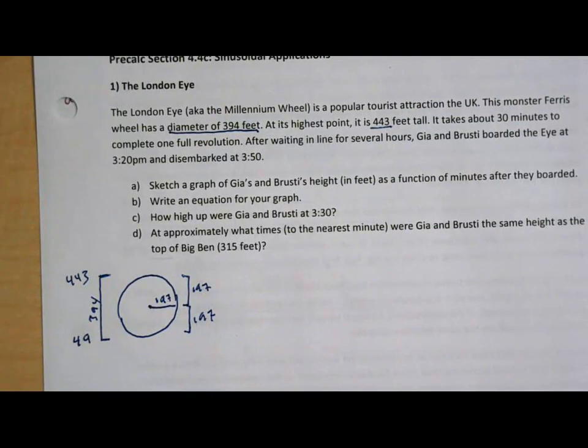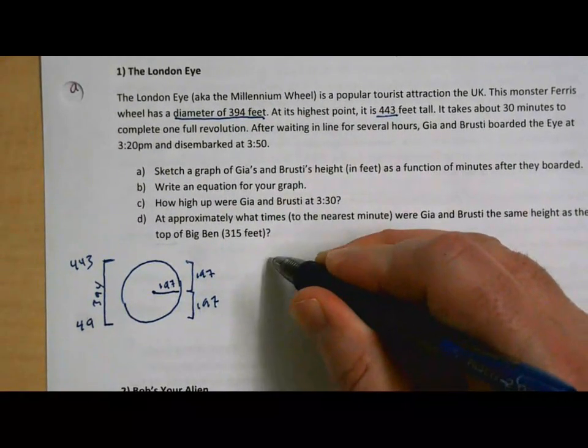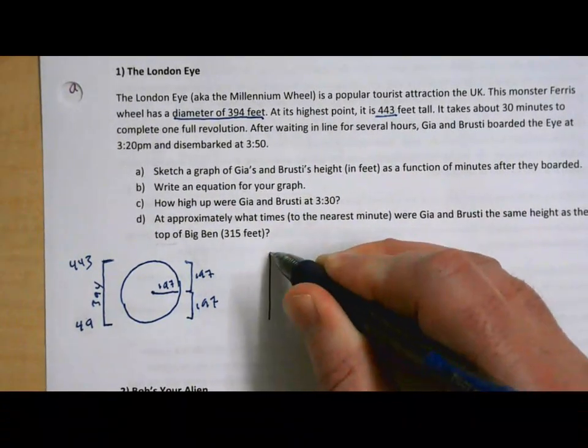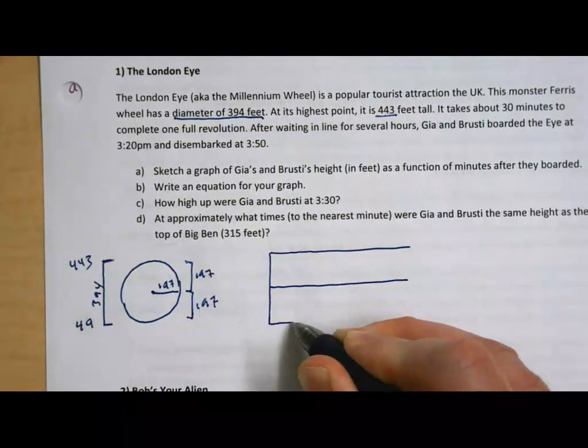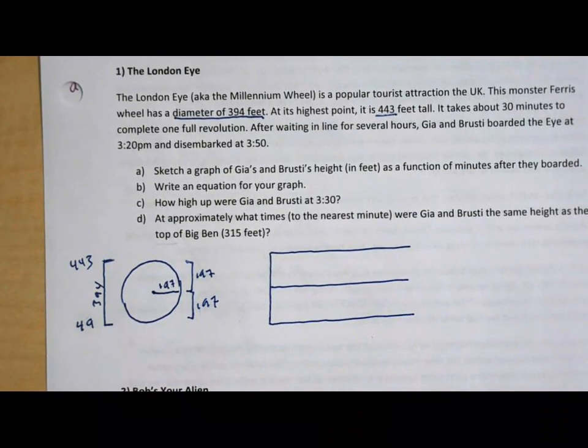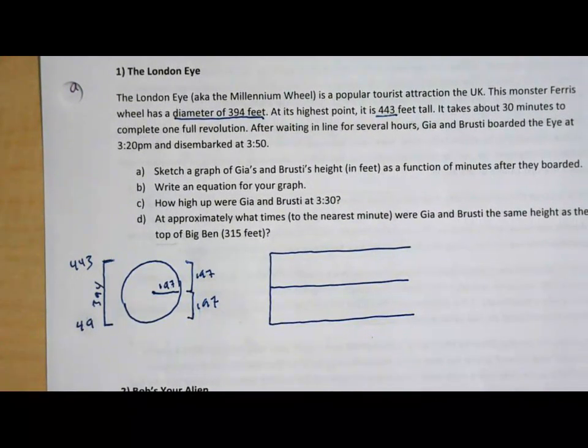Okay. So to get on the Ferris wheel, you've got to go into a building and go up a few flights of stairs. So what I want to do is make myself a sketch. I'm not drawing anything on the right-hand side of this because I'm not 100% sure right now whether I want to go for a sine or a cosine.